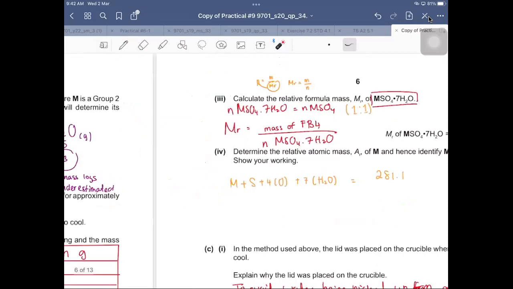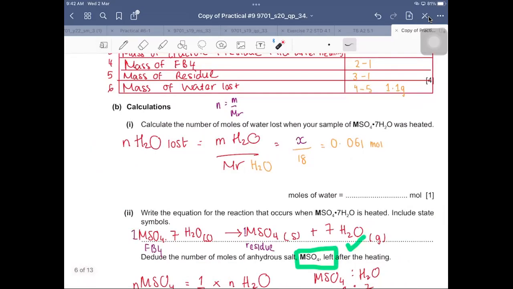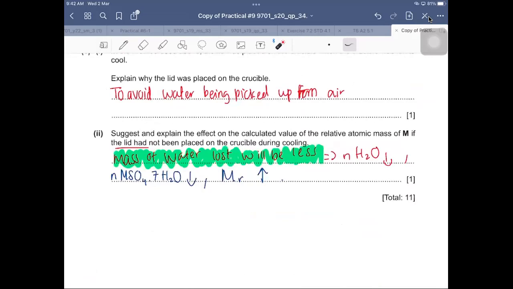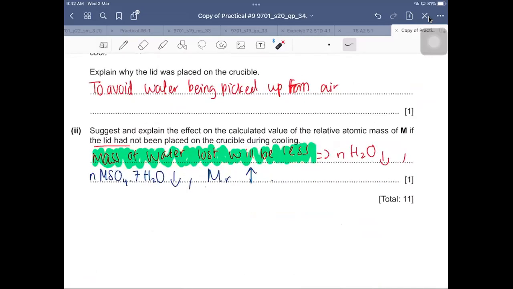You have to go through each step. So that's why for one mark, but the explanation is done. Okay? So the mass of water loss will be less, or the word that I use is now underestimated, which will result in the number of moles of H2O to decrease, number of moles of MSO4 to decrease, and your MR to increase. We just want to know the effect.